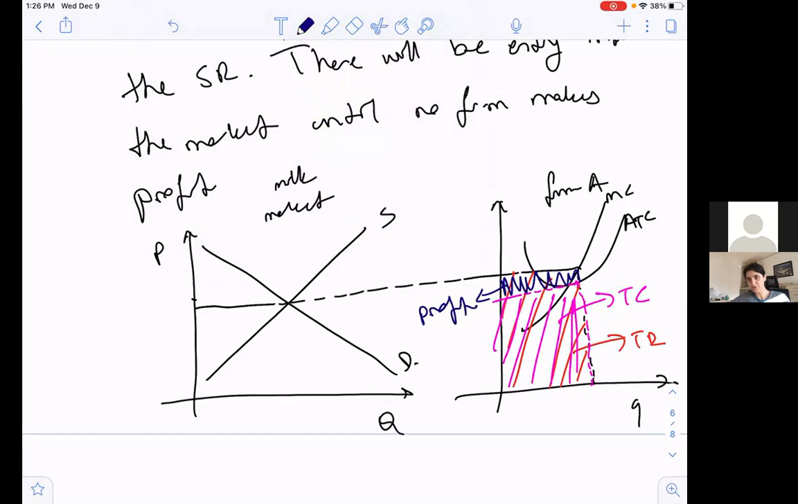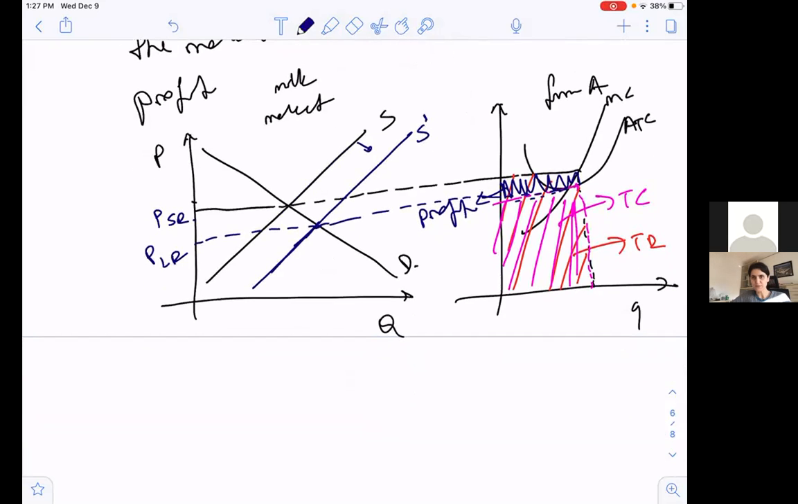Since there's a profit here, there will be entry to the market until where? Until none of the firms make any profit. This is going to be the price. Entry will occur until this point. So this is the price in the long run, and this is the price in the short run. This is how it happens in the market. I hope you understand it. Let me know if you have any questions.